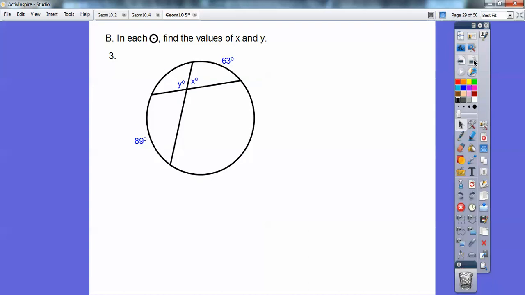All right, here's another one. I see x, so I'm going to get x first, because x has the intercepted arcs 63 and 89. So what I'm going to do is add those intercepted arcs right there and take half of that. So I get 76 degrees. And then I'm going to go ahead and insert my 76. Then I'm going to use that straight line right there. And straight lines, again, are 180. So 180 minus 76 is 104. So that's what y is.